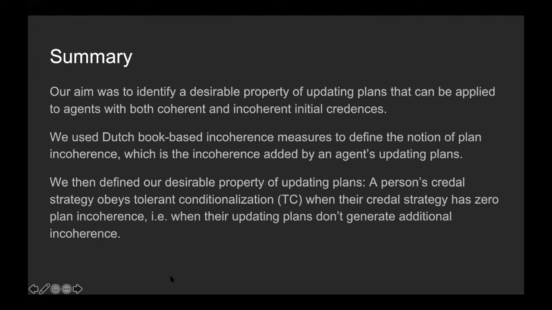Okay, let me sum up. What we wanted to do was identify a desirable property of updating plans that can be applied to agents with either coherent initial credences or incoherent initial credences. We used a Dutch book-based incoherence measure to define the notion of plan incoherence, which is just the incoherence that stems from an agent's updating plans. Then, using this notion of plan incoherence, we defined our desirable property of updating plans. We said that a person's creedal strategy obeys tolerant conditionalization when their creedal strategy has zero plan incoherence, so when their updating plans don't generate any additional incoherence.